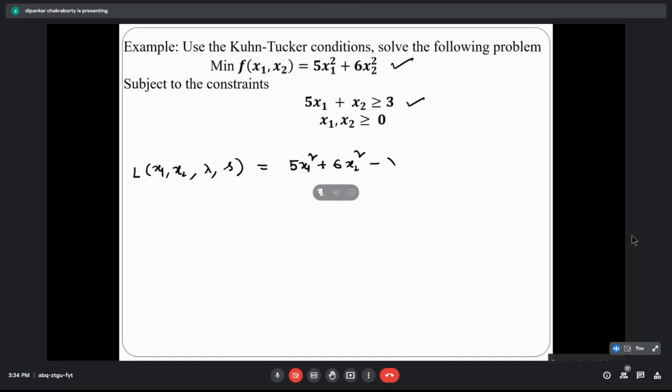minus, minus 3, then minus s square. Exactly, this time it is minus s square.